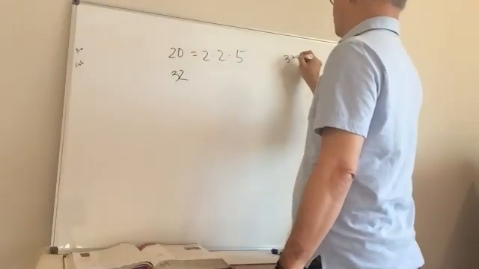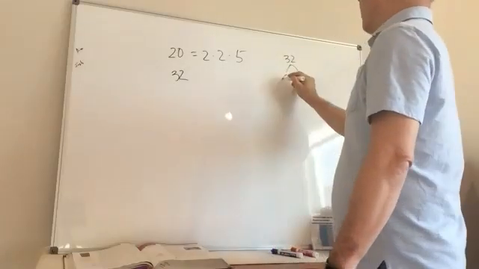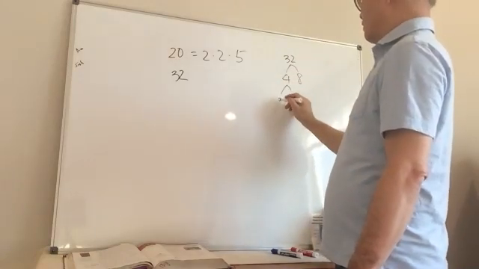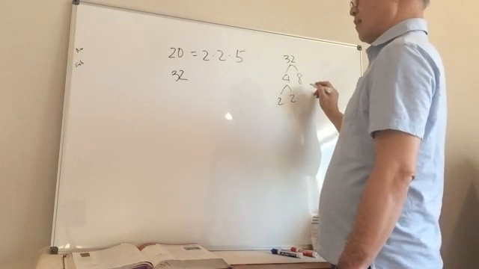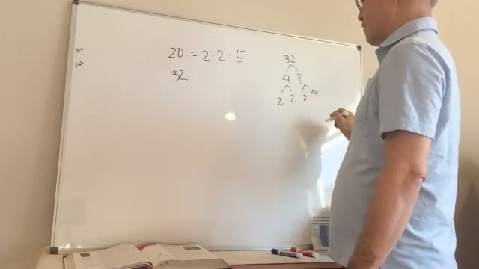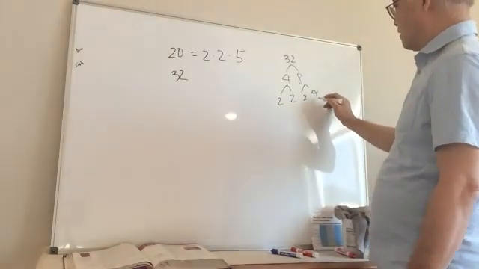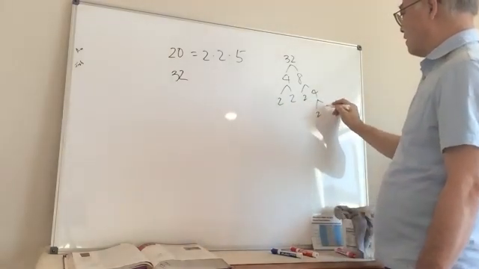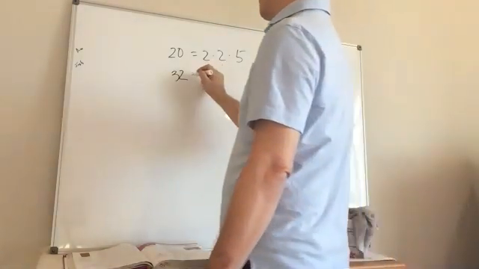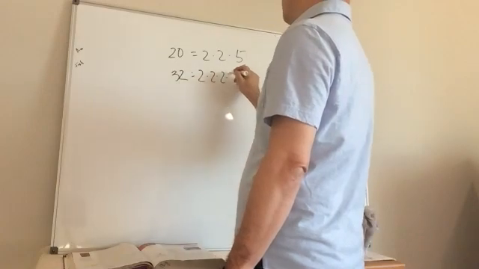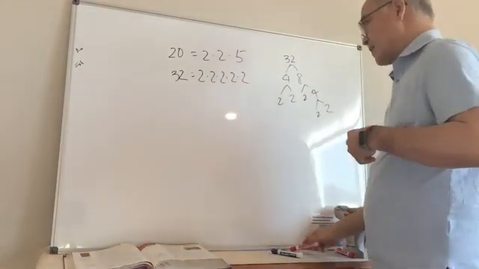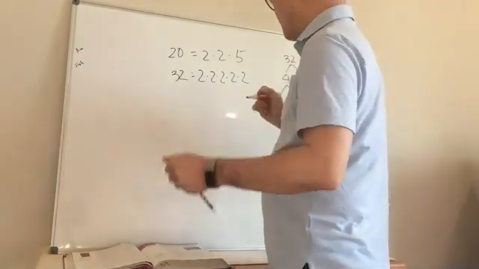Do the 32 first. 4 times 8. On the 4, it will be 2 times 2. And the 8, it will be 2 times 4. And then on the 4, it will be 2 times 2. So I have 1, 2, 3, 4, 5 twos, right? Okay, so what's next? You will group up all the common.